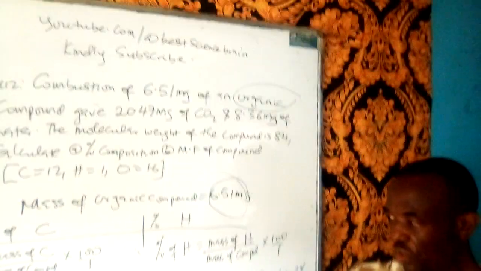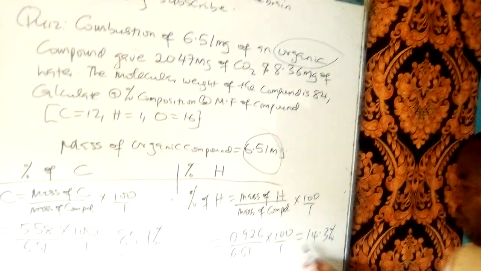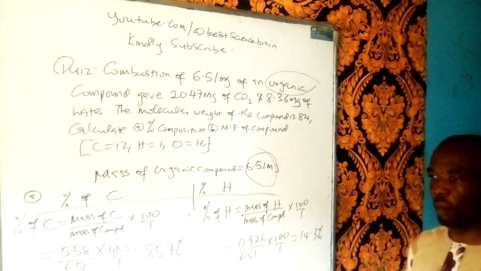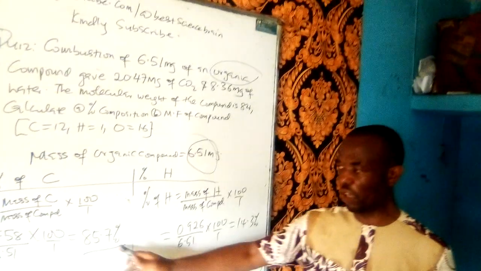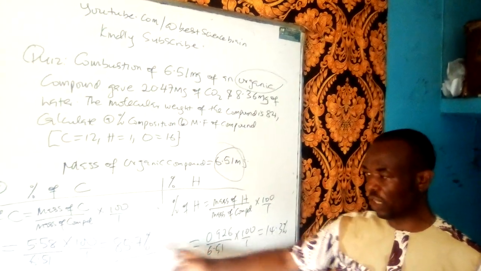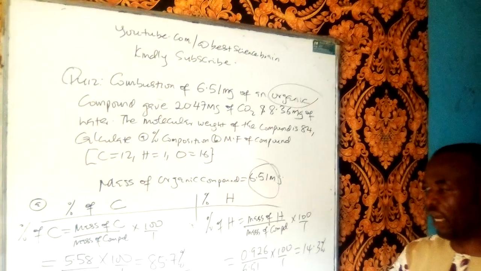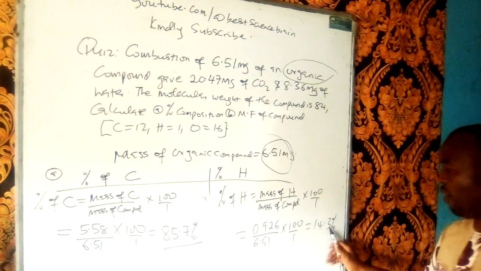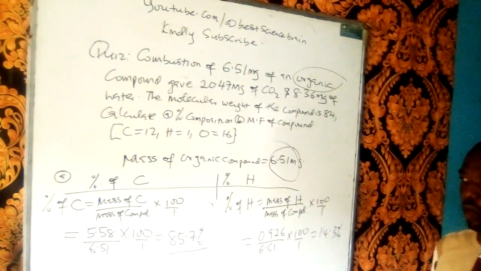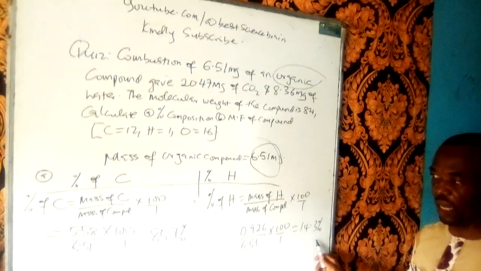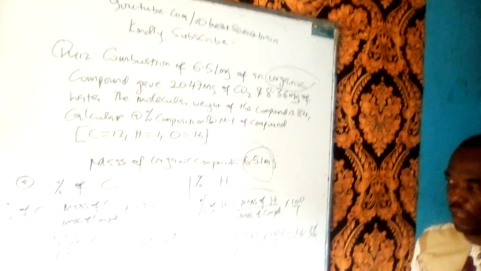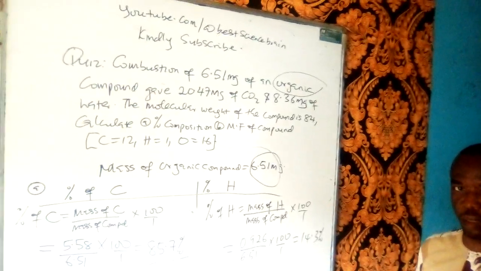We add these percentages, 85.7 and 14.3. If you add it, it gives you 100%. That means there are no other elements remaining. But if it does not give you 100%, then you have to add the two of them and subtract from 100. Then you get maybe the percentage of oxygen. So if you add this, we're going to have a perfect 100%. That means there's no other element remaining, and that means this compound given to us here is a hydrocarbon. So the carbon percentage is 85.7%, while hydrogen is 14.3%.